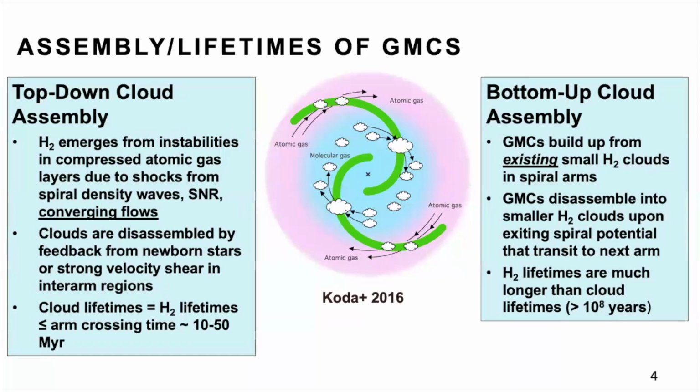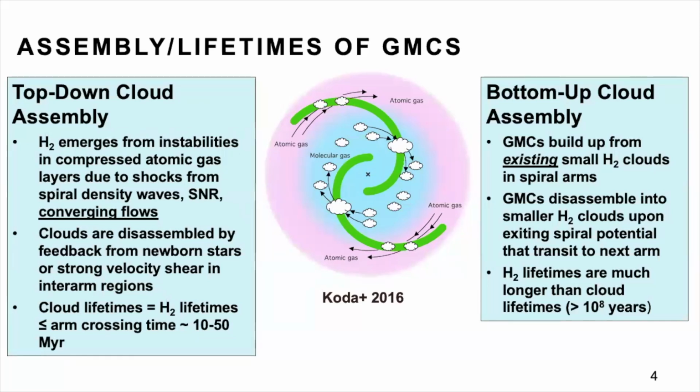The bottom-up cloud assembly method is that GMCs build up from existing molecular hydrogen clouds in spiral arms. And those GMCs get disassembled into smaller but still molecular clouds as they exit the spiral potential and transit into the next arm. So in this case, they survive that transit from one arm to the next arm, and then they repeat that process again. The schematic here shows what's happening, that blue area.